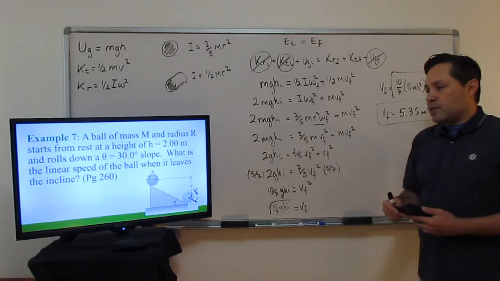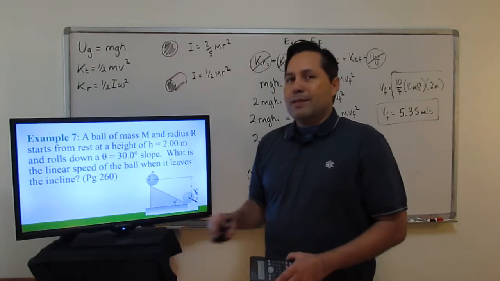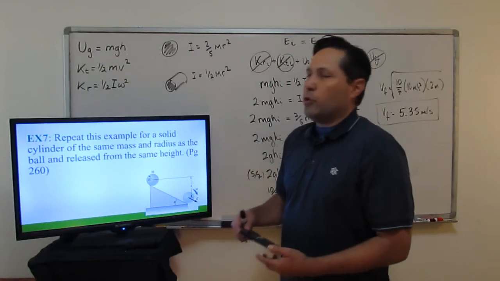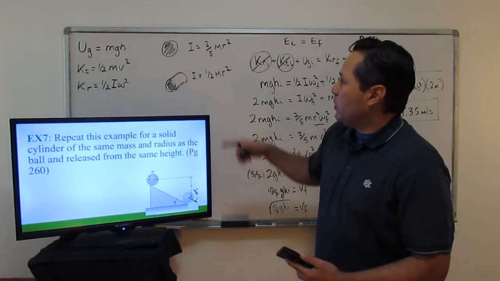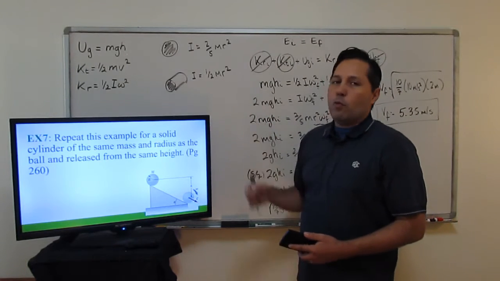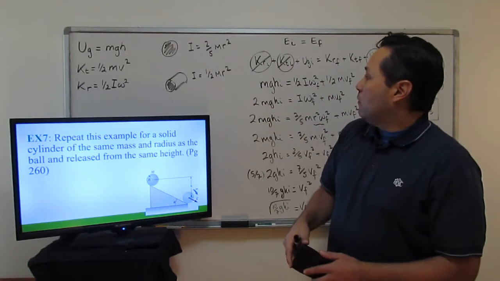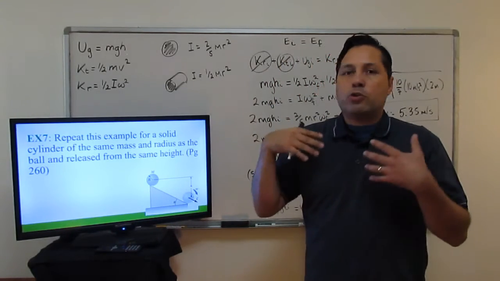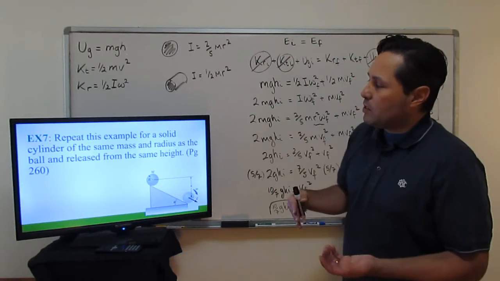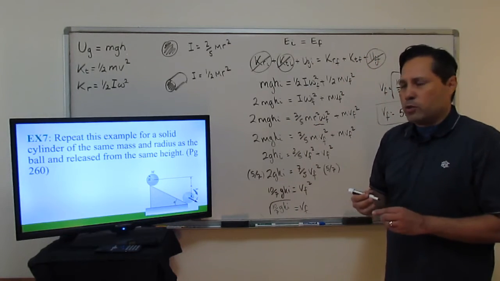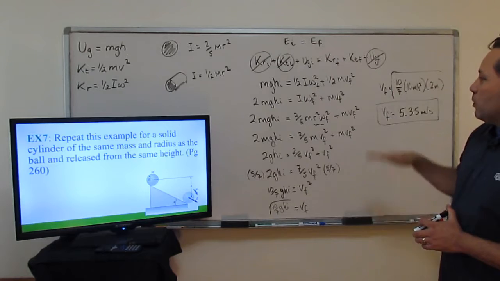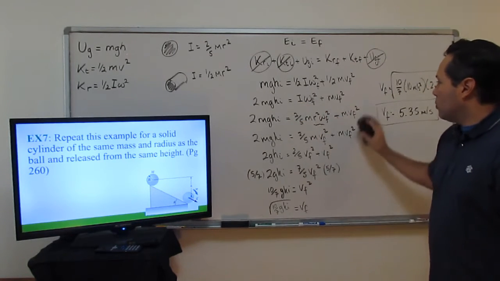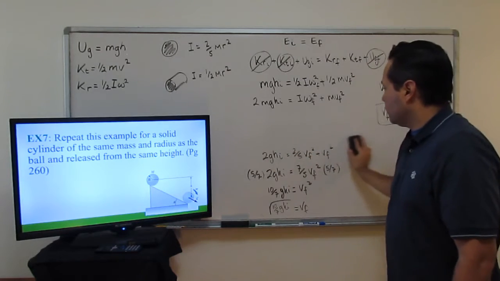Now in part B, they ask us the same question, but they're going to change the object. It says repeat this example, but for a solid cylinder. Now the inertia of a solid cylinder is here, 1/2 mass times radius squared. So that'll be it. So they want us to repeat the whole problem again, but this time with the cylinder. So let's go ahead and do that. Now I'm not going to go ahead and erase everything. Actually, this is where the change occurs in the I, the inertia. So I'm going to erase everything below that.